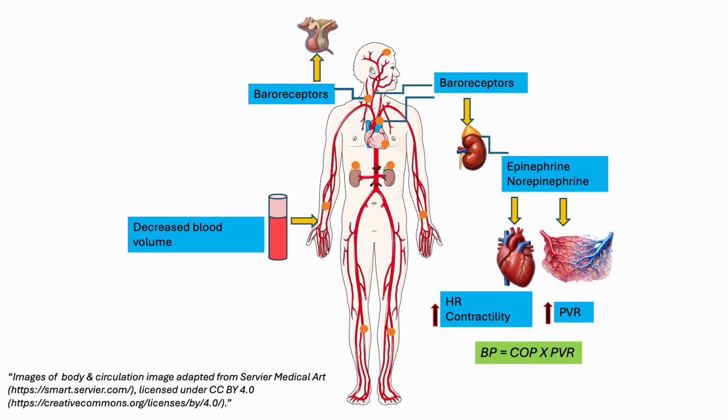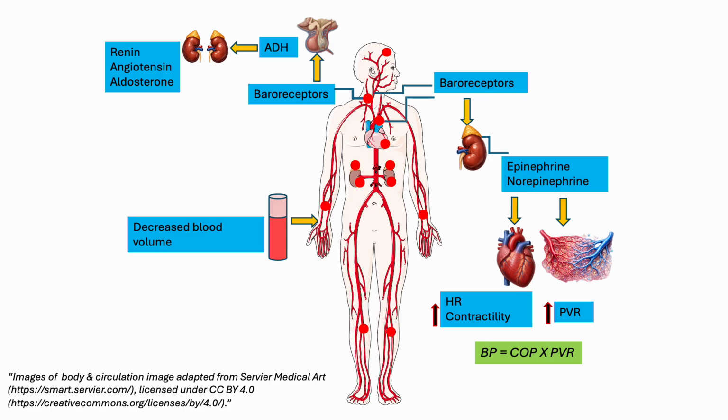At the same time, the baroreceptors act on the posterior pituitary, so the posterior pituitary secretes ADH, which acts on the kidneys to activate the renin, angiotensin, aldosterone system, which leads to sodium and water retention in a trial to preserve the intravascular volume.